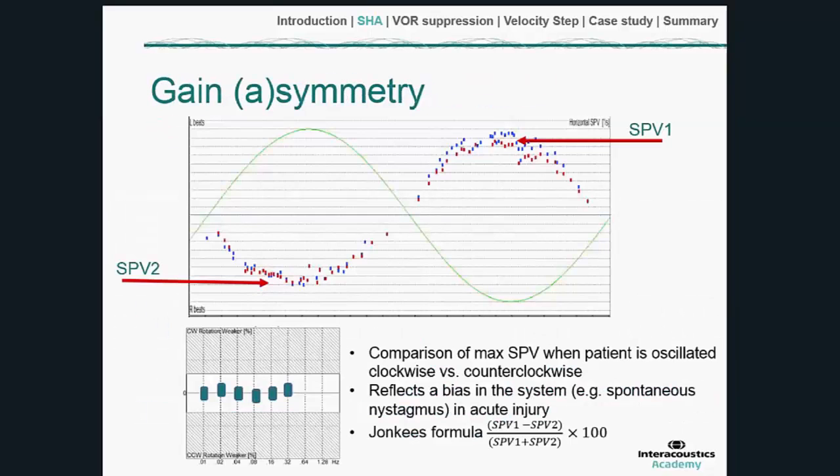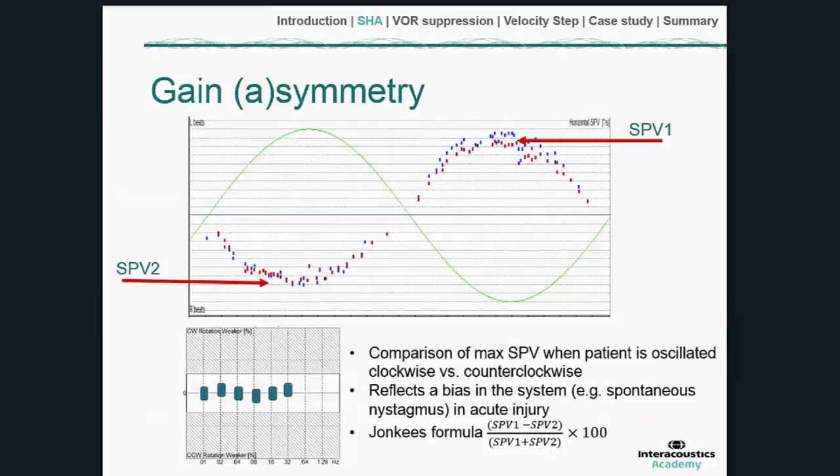So we can also have a look at the symmetry between these two gains. How was the gain when we rotated the head to the left compared with to the right? And please note, this doesn't lateralize the side of a deficit if it was a unilateral deficit, but what it does do is reflect a certain bias in the system.